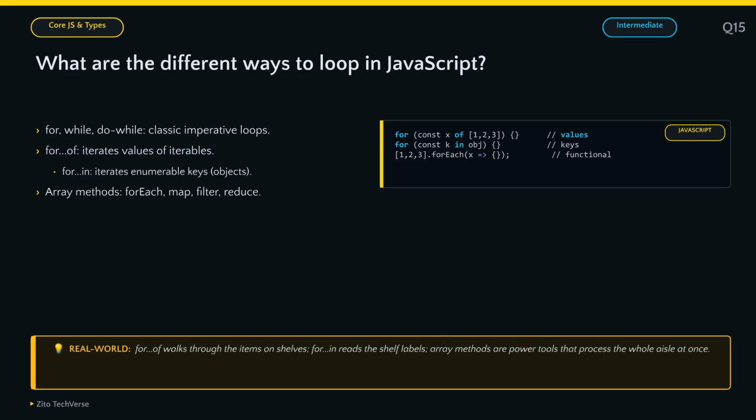Question 15. What are the different ways to loop in JavaScript? Beyond classic for, while, and do while loops, we have for of, for iterating values of iterables, and for in for iterating enumerable object keys. Additionally, functional array methods like forEach, map, filter, and reduce provide declarative ways to process data.